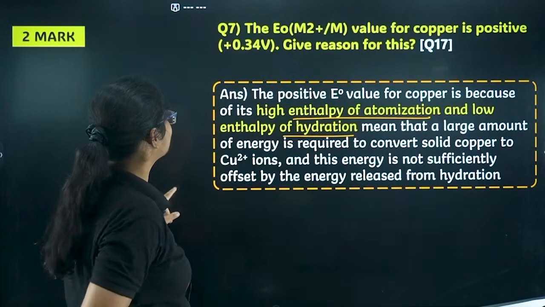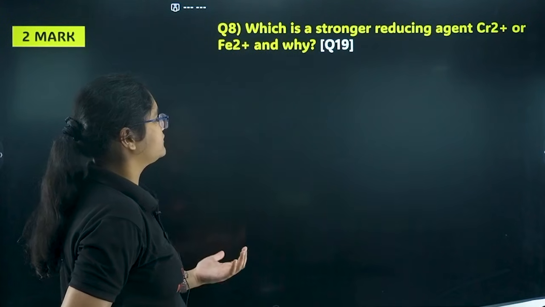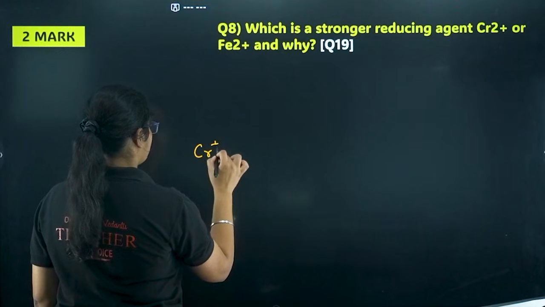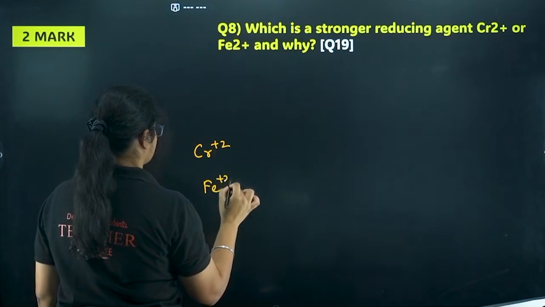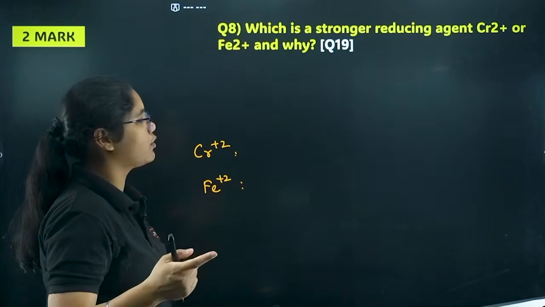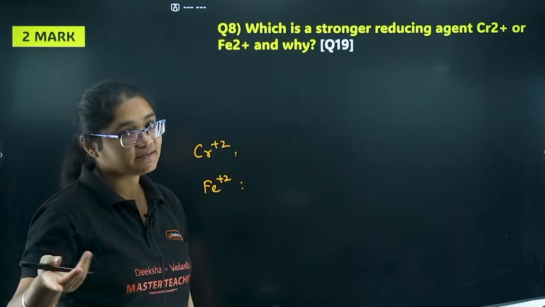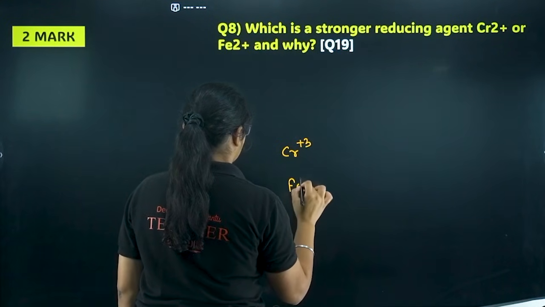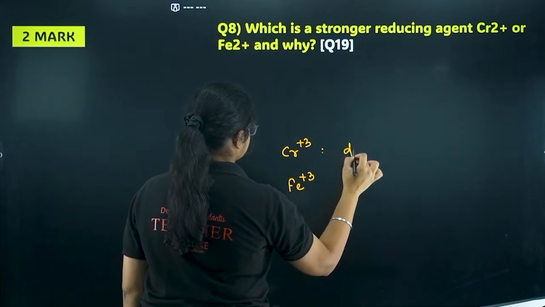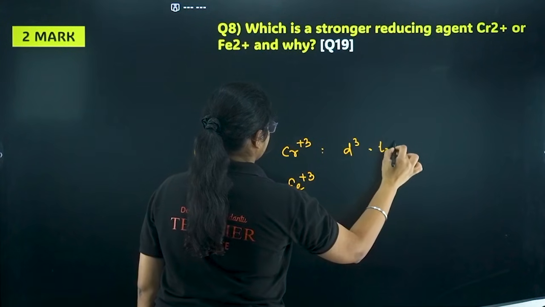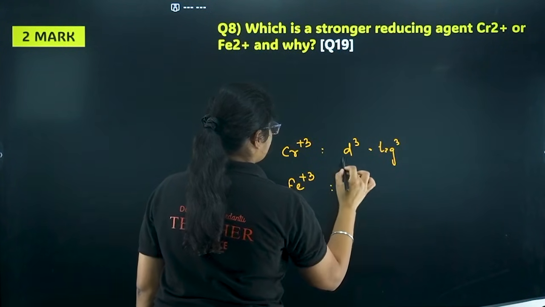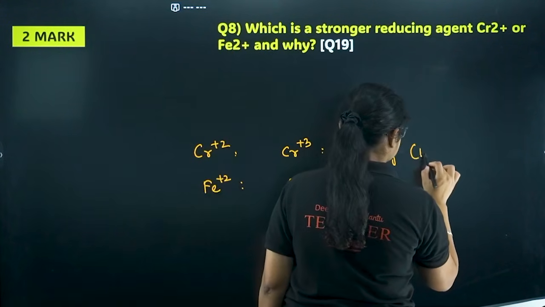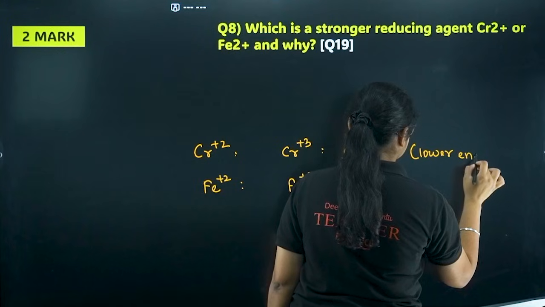Okay, next we have question number 8: which is a stronger reducing agent, Cr2+ or Fe2+, and why? Now the question asks which is a stronger reducing agent, meaning it will reduce others and itself get oxidized. So Cr will get oxidized to Cr3+, Fe will get oxidized to Fe3+. Now this configuration is d3 or t2g3, and this configuration is d5. Both are stable. This is t2g3, it is also half filled, but it has lower energy and it is more stable.